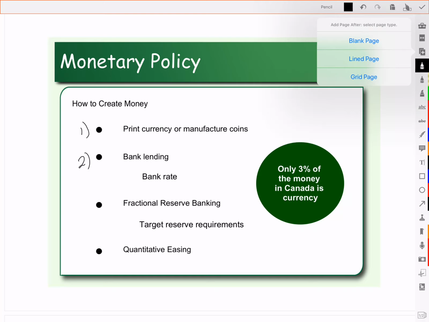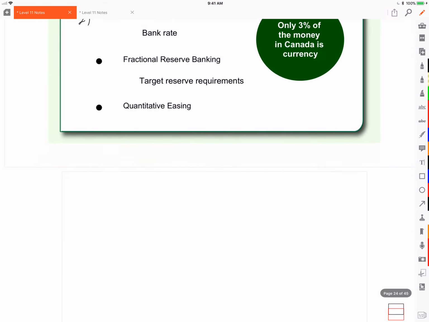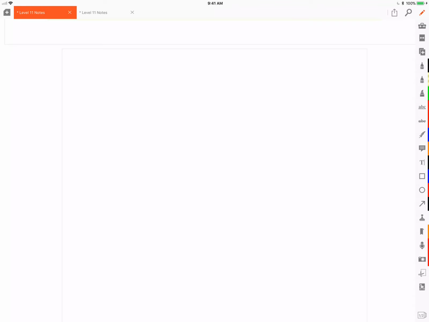So let's just do a little bit of review on how bank lending adds to the money supply. Let's assume that the target reserve ratio is 30%. And let's say that we deposit $50,000 into, we'll call it, Bank A. So $50,000 goes into demand deposits in Bank A.